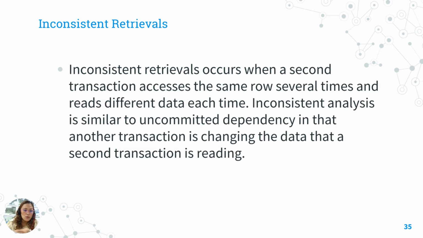Now let's go to the third problem, which is what we call inconsistent retrievals. This occurs when a second transaction accesses the same row several times and reads different data each time. This is very similar to uncommitted dependency. It's just that the second transaction tries to access the same data multiple times, but it gives out different values each time it tries to access the same data.